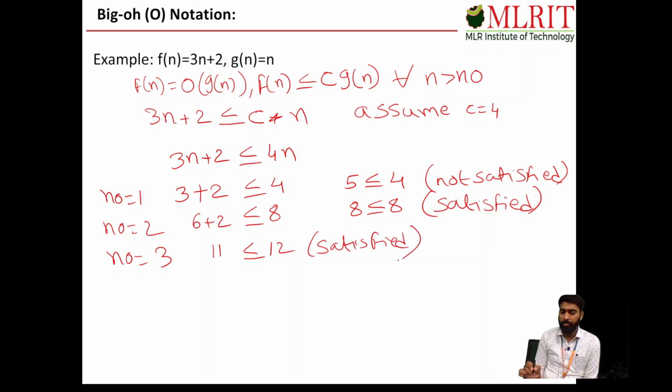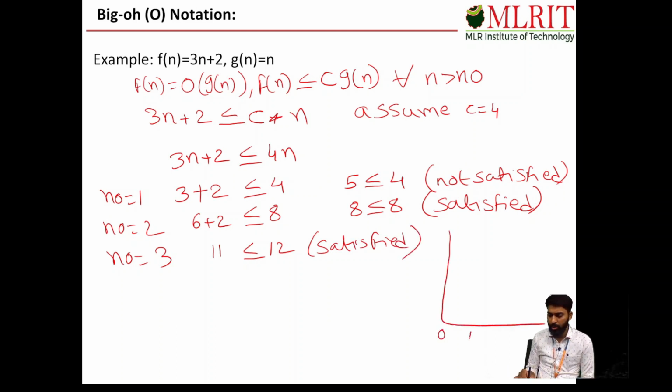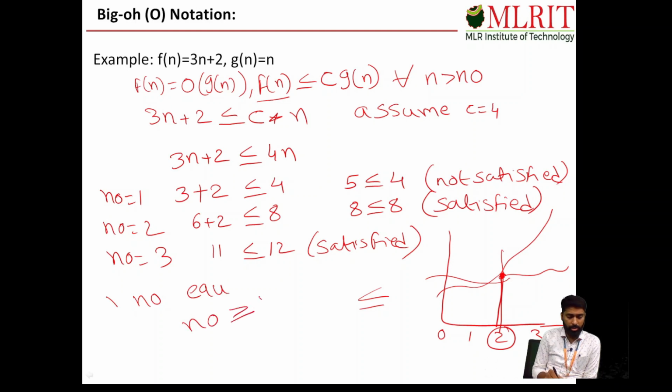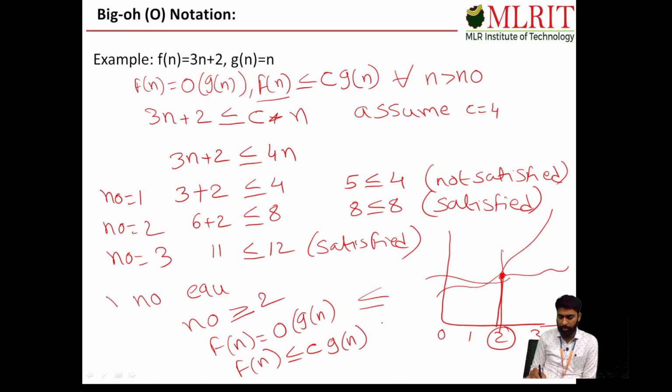Now what do you observe? These are the n values: 0, 1, 2, 3, 4. After taking n naught equals 2, from this point f of n is always less than g of n. Previously it is not, but from 2 onwards f of n is always less than or equal to g of n. So n naught is greater than or equal to 2. Now f of n equals big O of g of n, and the condition is f of n less than or equal to c into g of n for all n greater than or equal to 2.